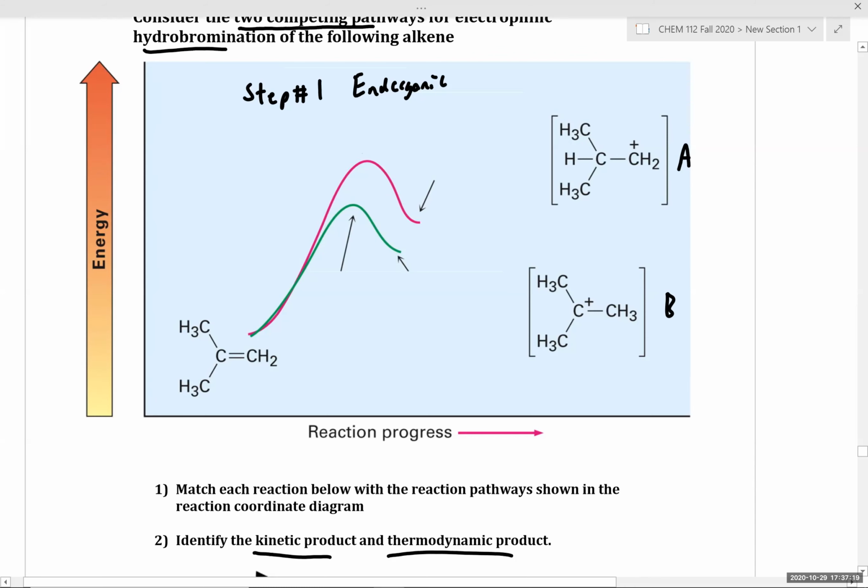So you're given two reaction pathways. I'd like you to match each intermediate to each of these reaction pathways. I'd like you to explain which intermediate is preferentially generated and why. So let's take about 3 to 4 minutes and then we'll discuss this example.